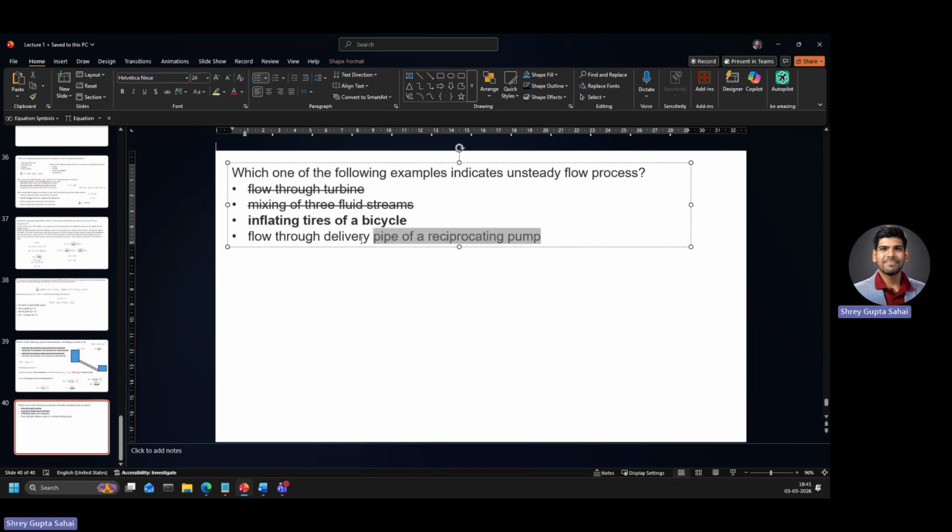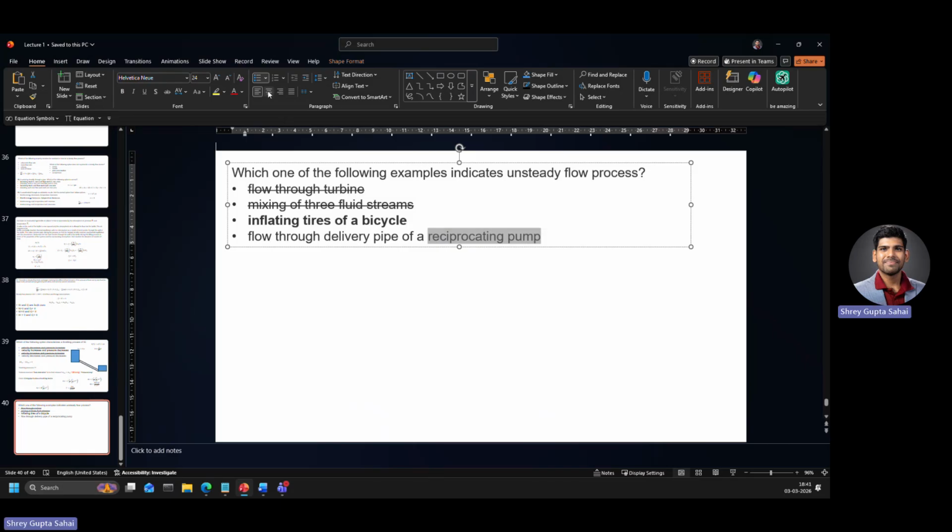Flow through the delivery pipe of a reciprocating pump. Again, a reciprocating pump can be time averaged to get a steady flow process. Note that a reciprocating pump is in general not steady. In a reciprocating pump there are two phases: there is a compression phase and then there is a suction phase, then again a compression phase and so on.